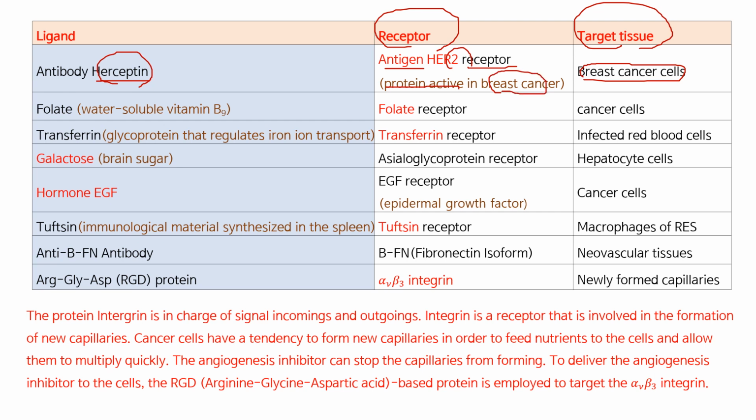And the ligand folate. This folate is water-soluble vitamin B9, and targeting the folate receptor. And transferrin, this glycoprotein that regulates iron transport, and targeting the transferrin receptor. This is used for the infected red blood cells.